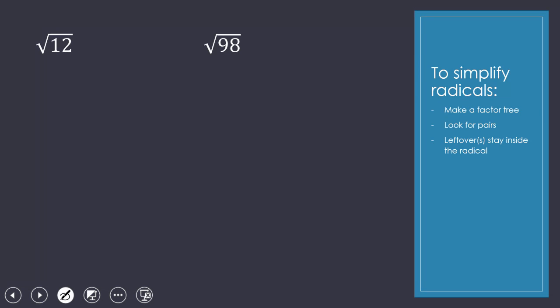When you are simplifying a radical, first make a factor tree. Look for pairs in the roots and the factors, and then any leftovers stay inside the radical. So let's start with 12. We're going to make a factor tree for 12. I know that 12 is 4 times 3, and I know that 4 is 2 times 2. Remember back to, I don't know, 4th or 5th grade, when you were making factor trees and you break down every number as much as possible.